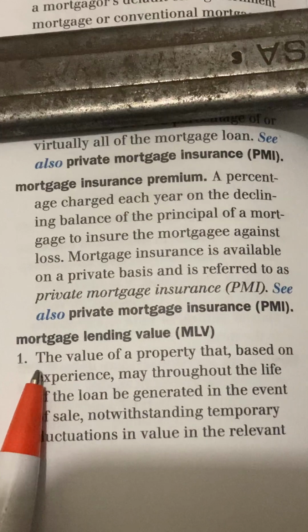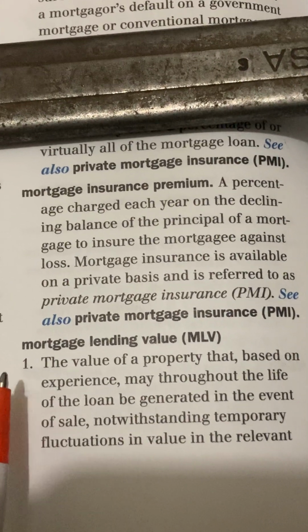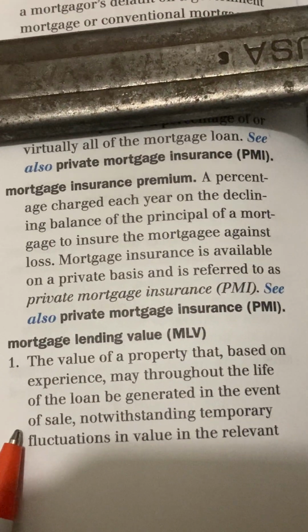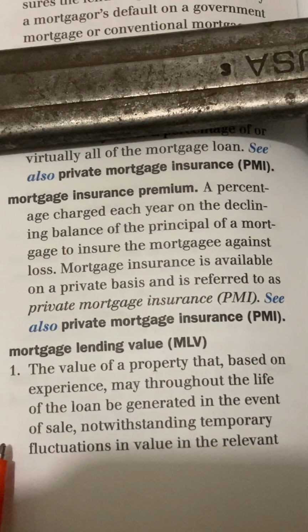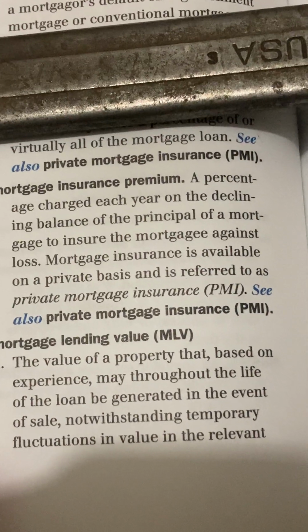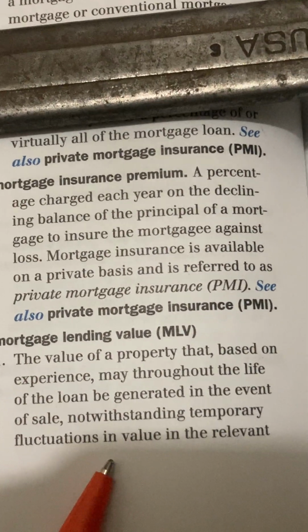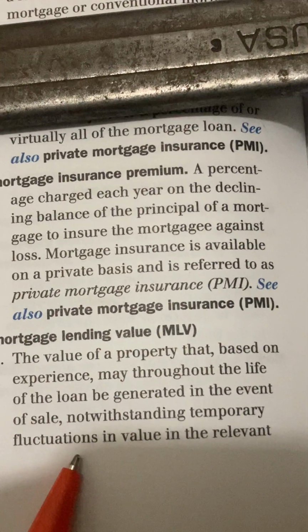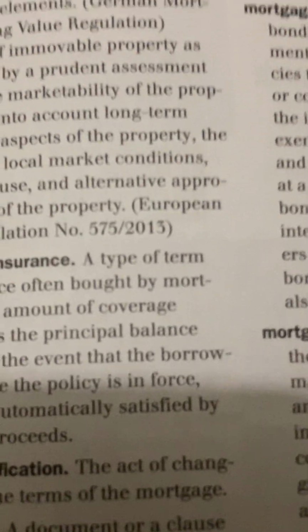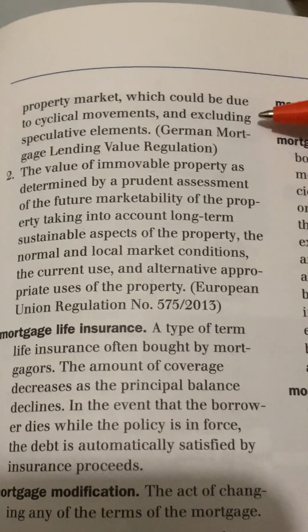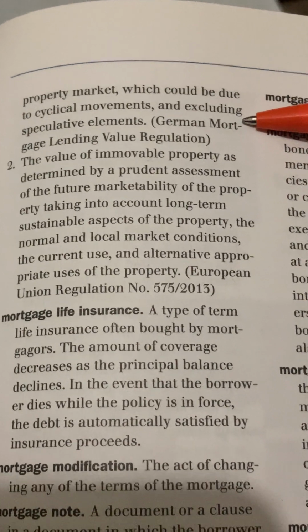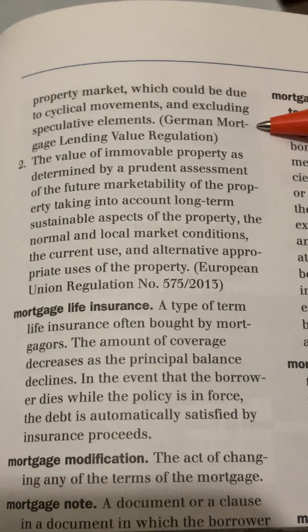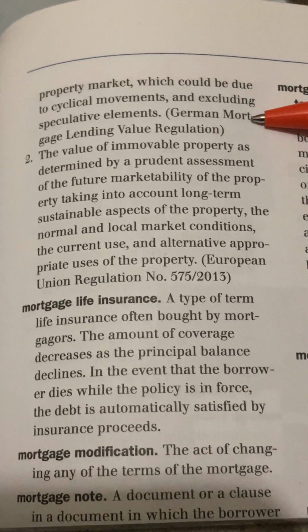Mortgage lending value. The acronym is MLV. Number 1, the value of a property that, based on experience, may throughout the life of the loan be generated in the event of sale, notwithstanding temporary fluctuations in value in the relevant property market, which could be due to cyclical movements and excluding speculative elements. German Mortgage Lending Value Regulation.